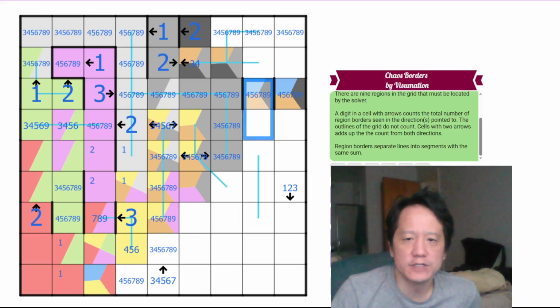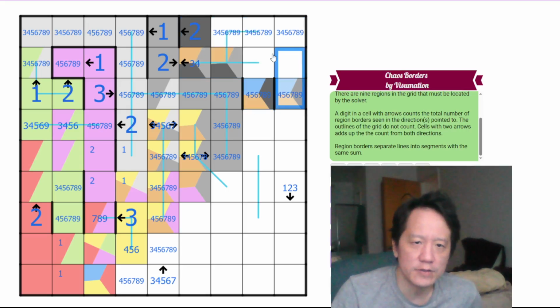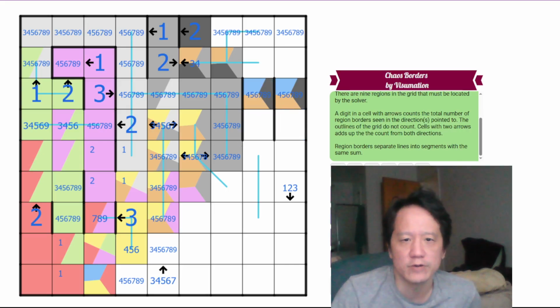This has to extend down here. This has to extend down here, because you can't have all of this be the same region, right? Which would allow this to happen. This can't be all the same region, which would force this to happen. So this has to extend here. This has to extend here, guaranteed.